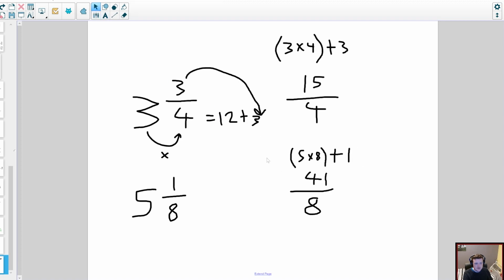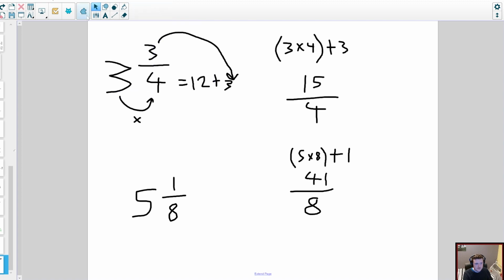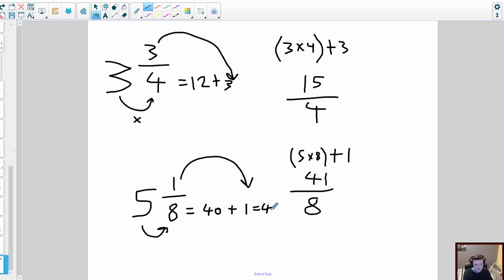Do the same on the second one just to show you the method. So 5 times 8 equals 40. Add, bring the 1 down, equals 41. Like that. And it's going to be out of the same bottom number that it was before because it hasn't changed. So it's still 4s, it's still 8s. And that's our answer. So that is everything you possibly need to know at level 2 about fractions.